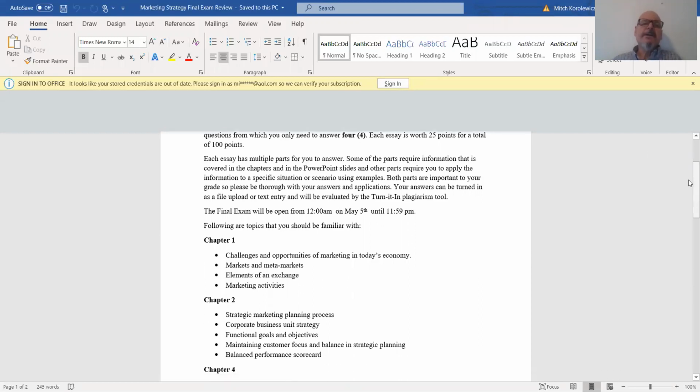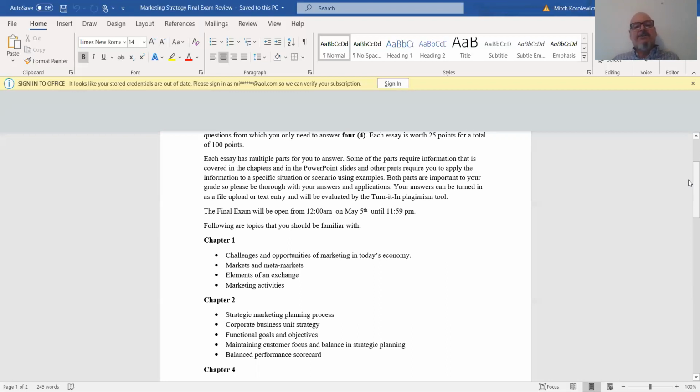Chapter 1: what are some of those challenges and opportunities of marketing in today's society, in today's economy? What are markets and meta markets? What are the different elements of an exchange? What about marketing activities and the different things that marketers engage in?